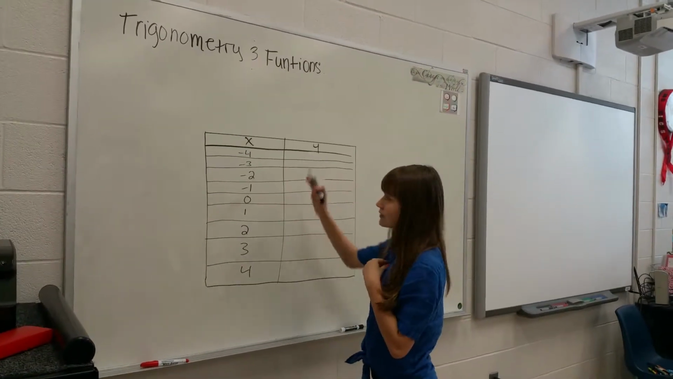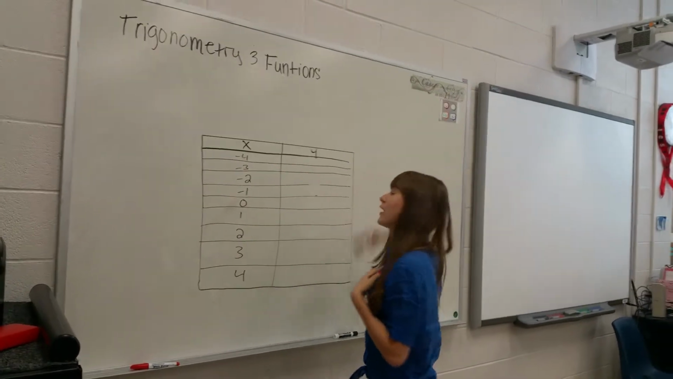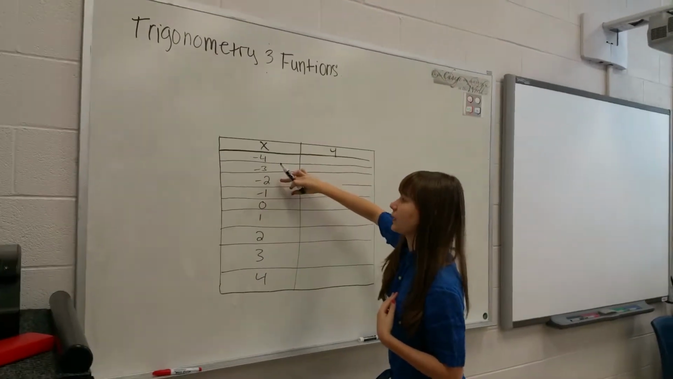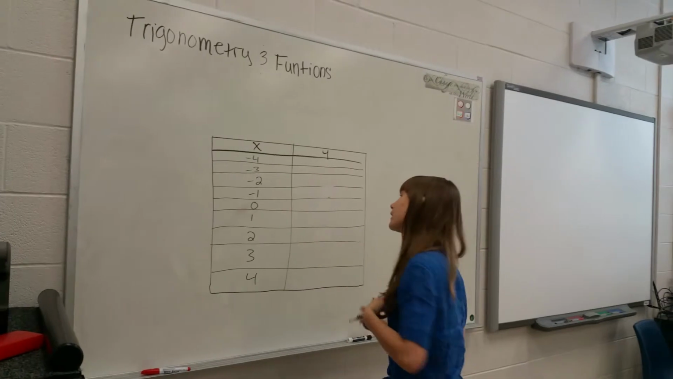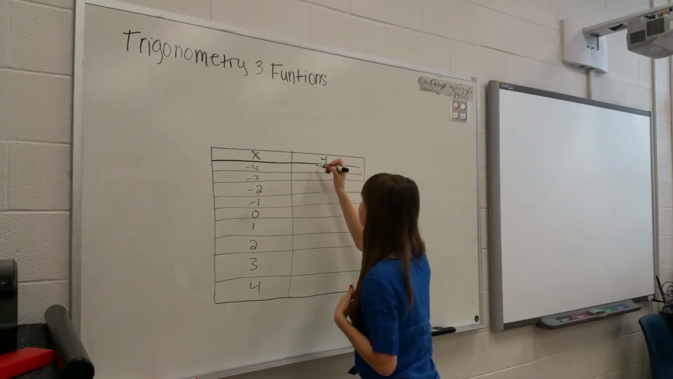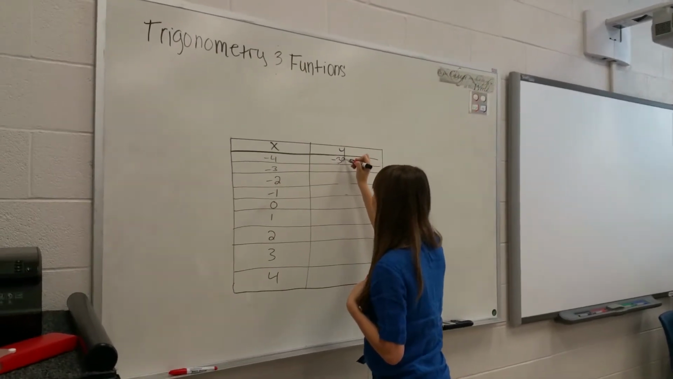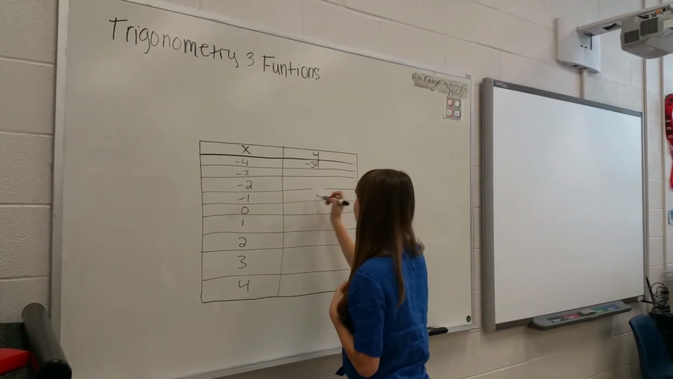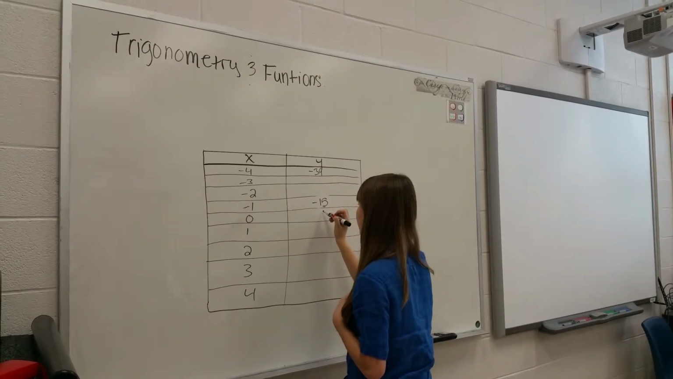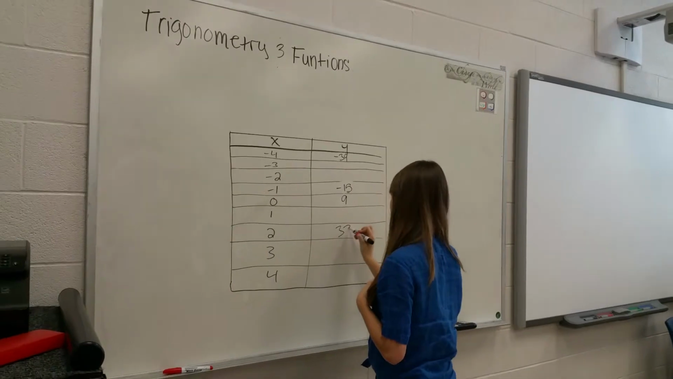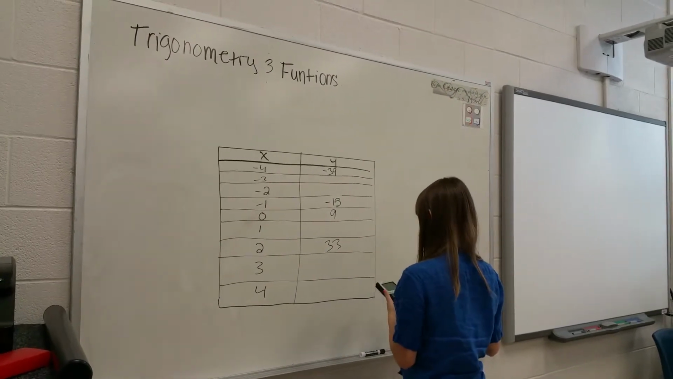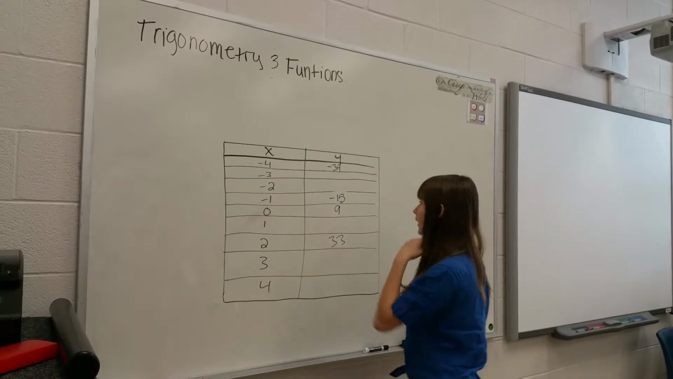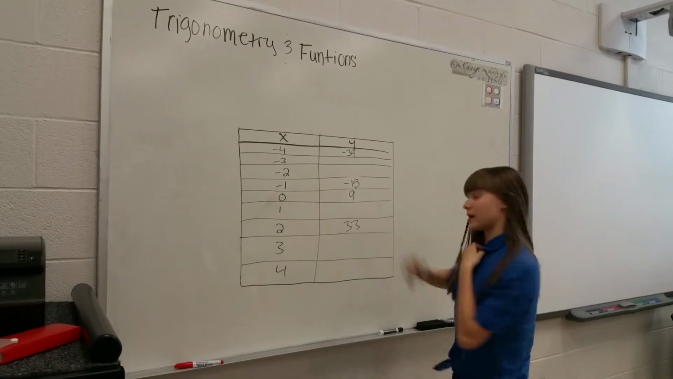So let's say the table value looks like this: x value and y value. And it gives you -4, -3, -2, -1, so on and so forth. And let's say it says a -39 here, a -15 here, a 9 here, and a 33 here. And so, how would you figure this out?